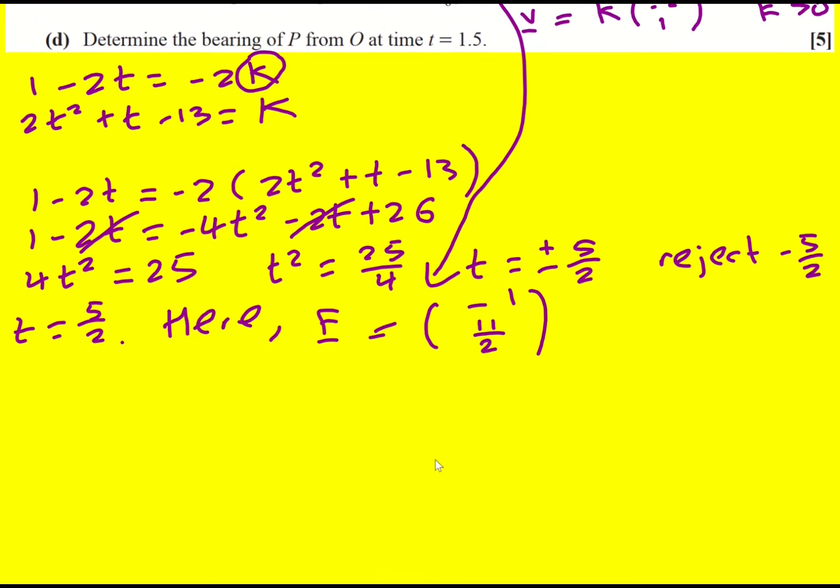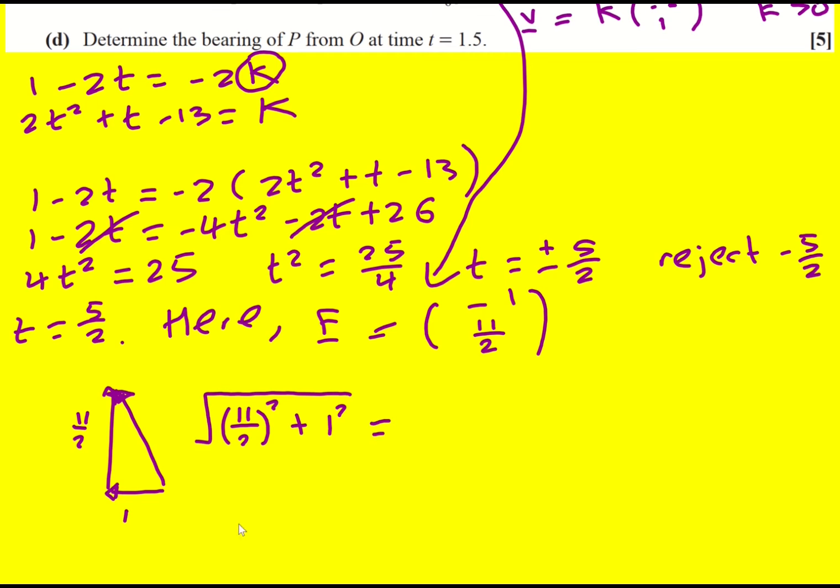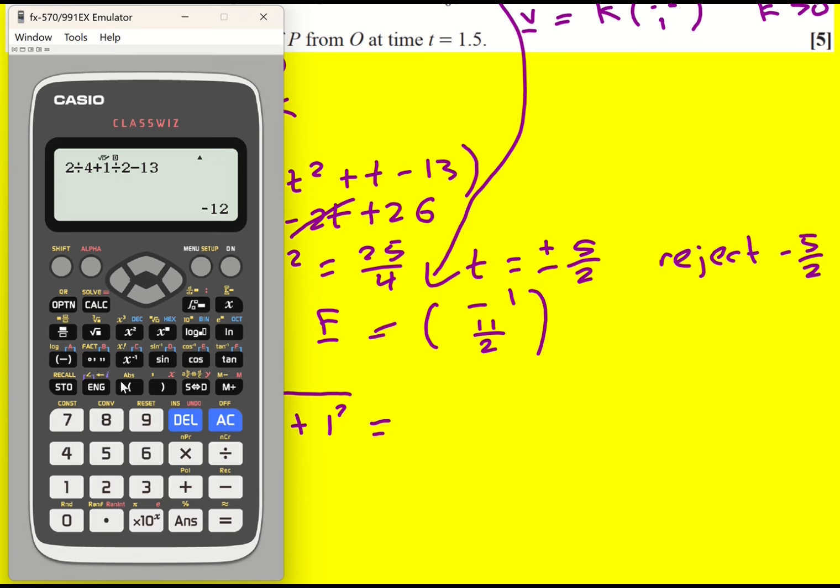And therefore the magnitude: I'm going minus 1 in the x direction, and then I'm going up by 11 over 2. So we can use Pythagoras' theorem to find this overall magnitude. You can make it minus 1 if you want, it'll give you the same thing. Why did I just leave it as 5.5 now? So 5.5 squared plus 1 squared, which is just 1, gives me this.